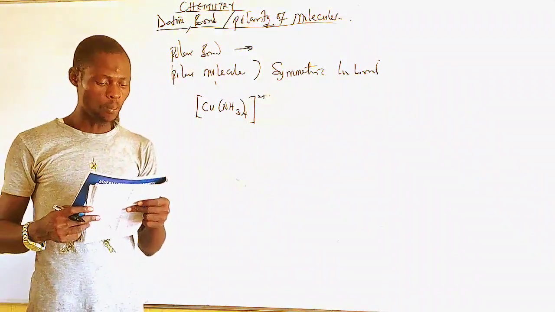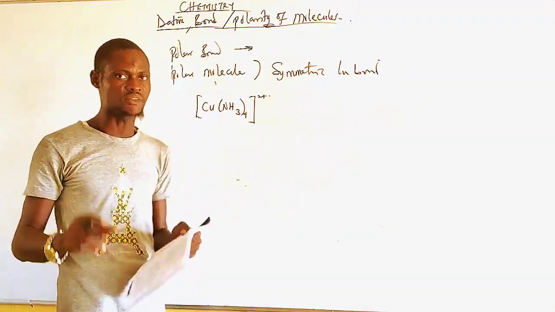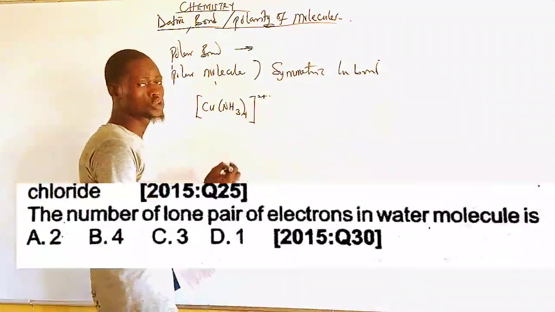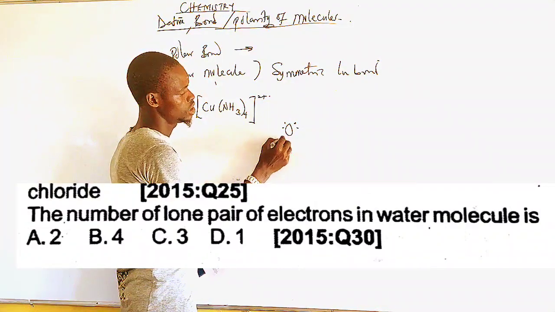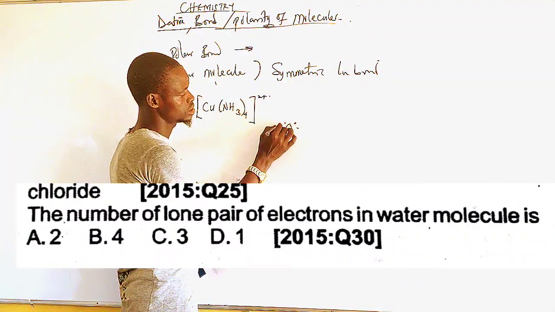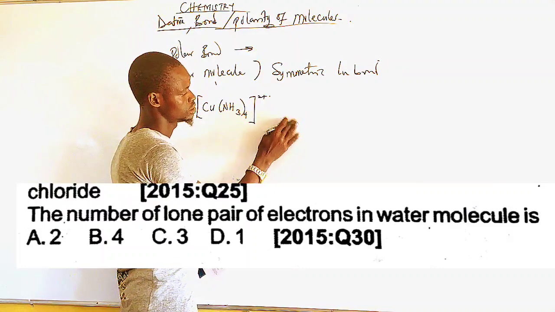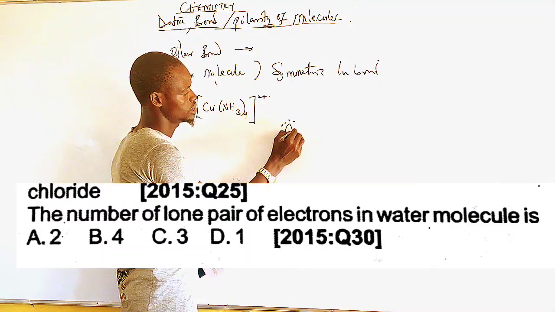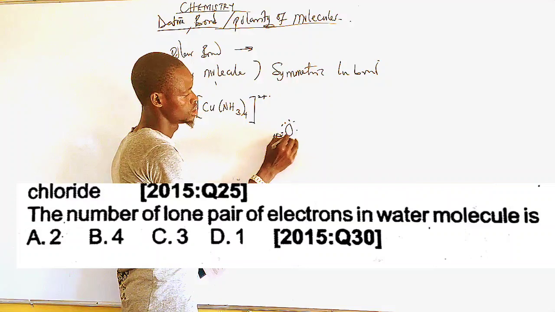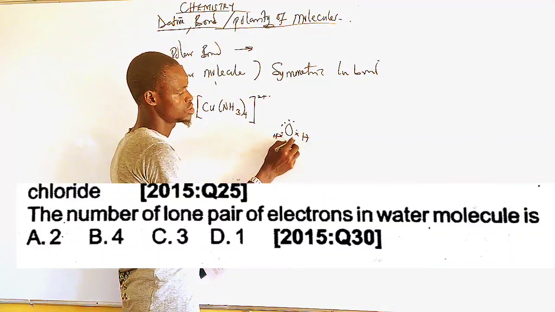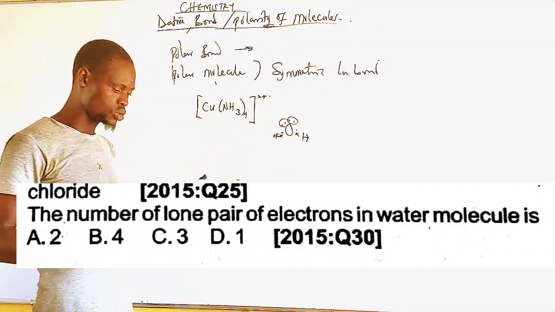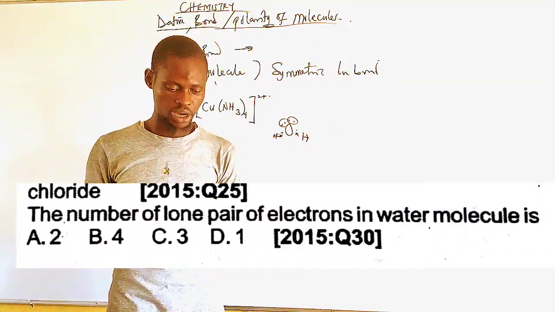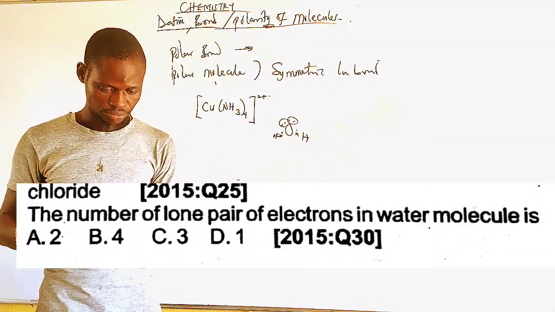Now, they asked the number of lone pairs of electrons in a water molecule. I've explained this. The water molecule has 2 lone pairs of electrons, which are found on the oxygen. Here, hydrogen, here, hydrogen. So we have these 2 as lone pair electrons. These are 2 bonding pairs and 2 lone pairs of electrons. So water has 2 lone pairs of electrons.